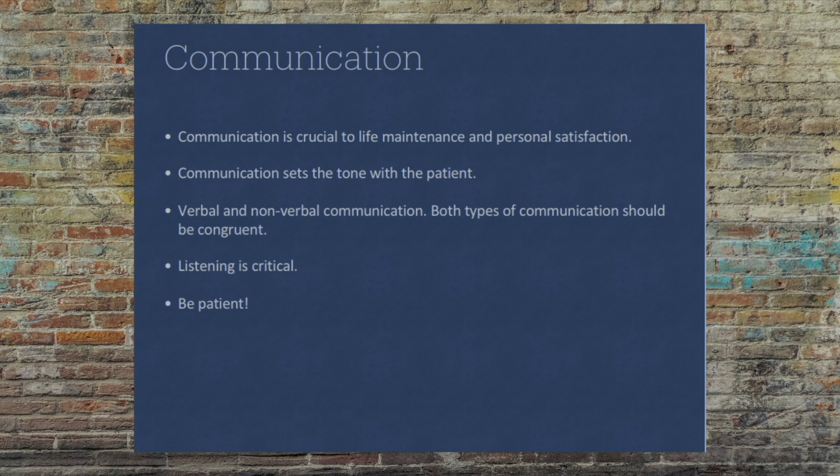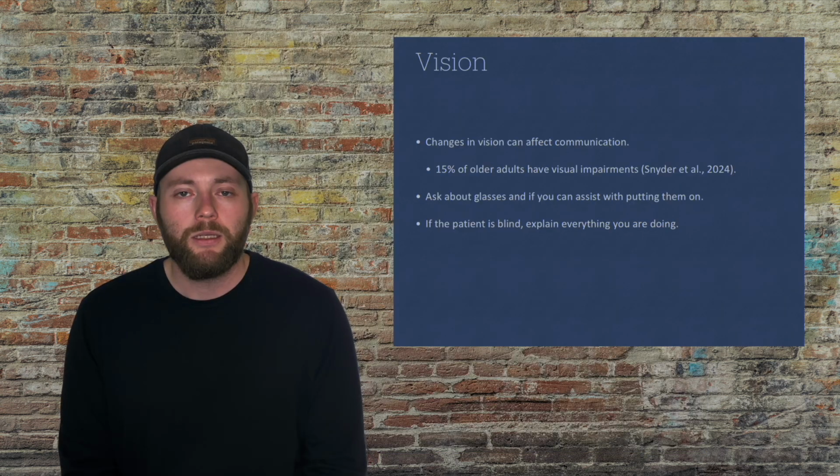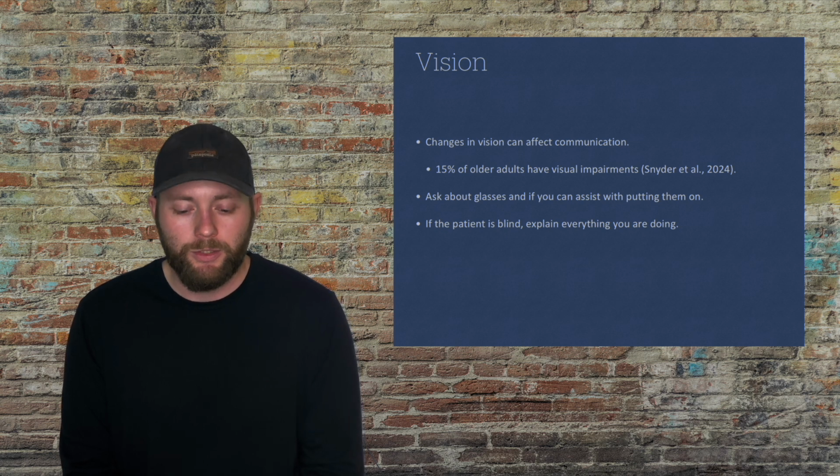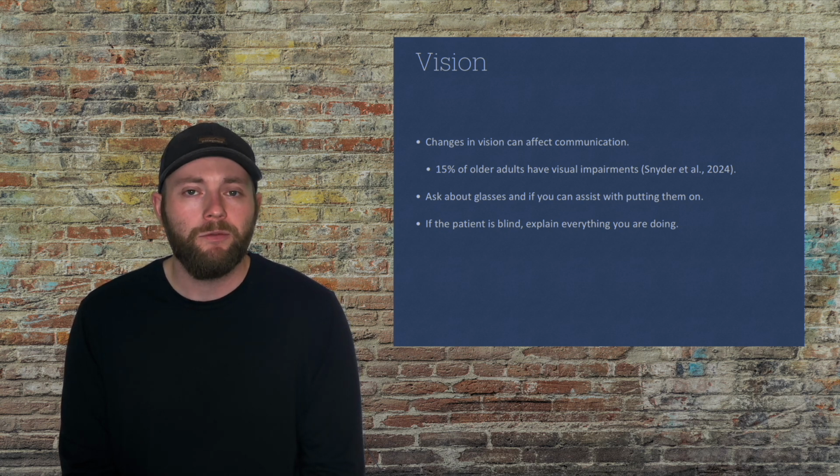Oftentimes, these patients may take longer to respond to a question, so we should be prepared to be patient and listen to their responses. Changes in an older patient's vision can also affect communication. Snyder et al. reports that 15% of older patients have some form of visual impairment. There are several different techniques we can utilize to help improve communication with an older patient who has a visual impairment.